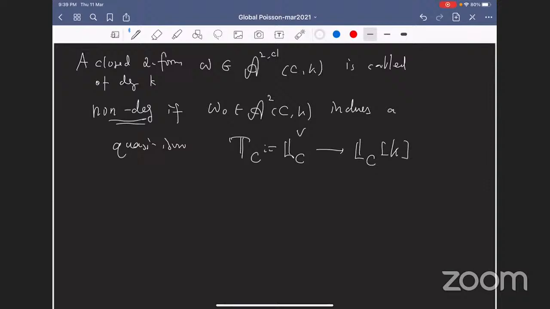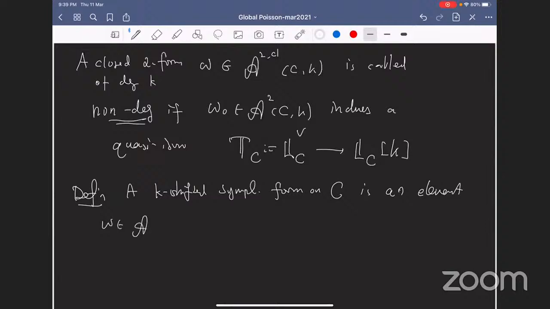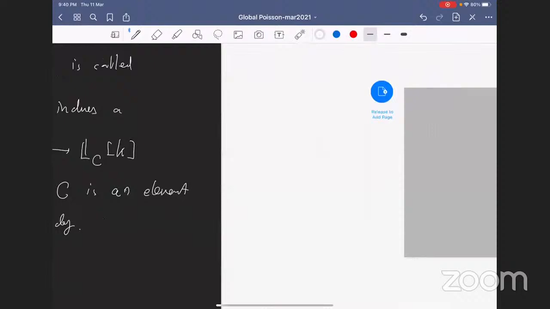Okay, so now a K-shifted symplectic form on the DG algebra C is an element omega inside A^{2,cl}, which is closed, okay, and non-degenerate. Okay, so this is the definition of symplectic form. And we can similarly define the relative version of that, which is the isotropic structure.